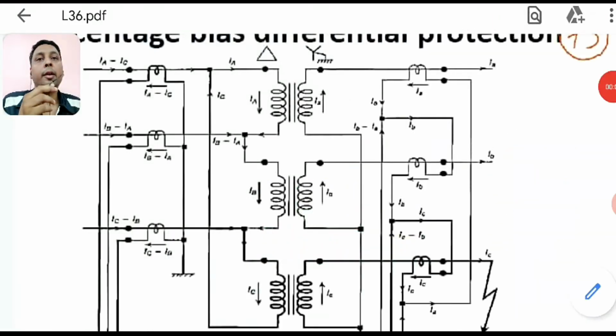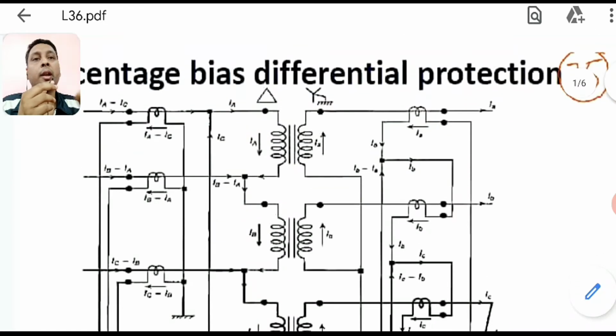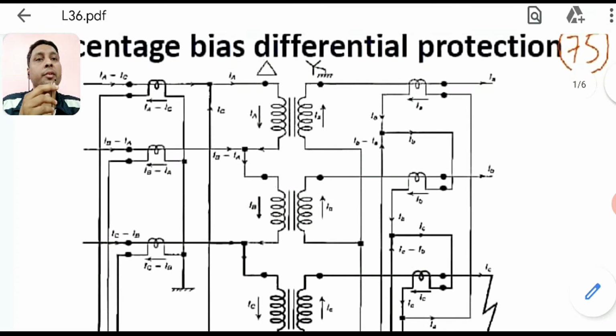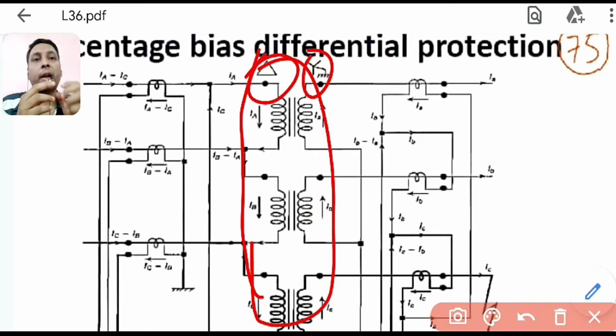Okay students, let's welcome you to lecture 36 of this switchgear protection series. So today we are going to continue the percentage differential protection scheme that we studied in the last class for a three-phase transformer. In the last class we took a delta-star transformer. You can forget about this connection for the time being. It was connected in delta-star.